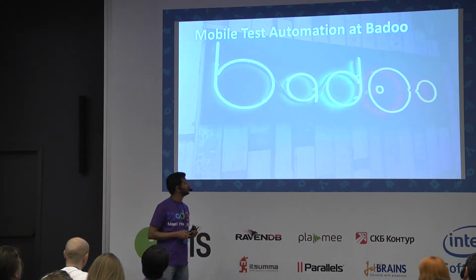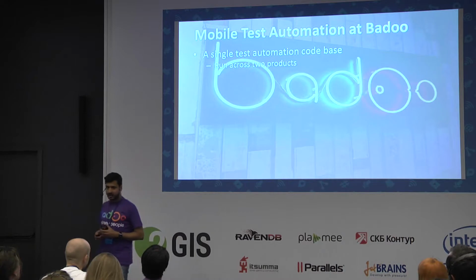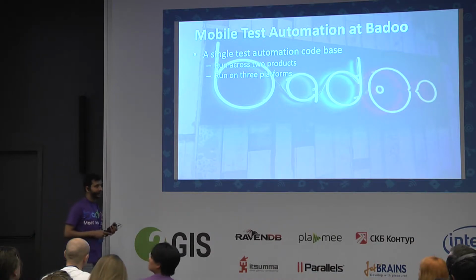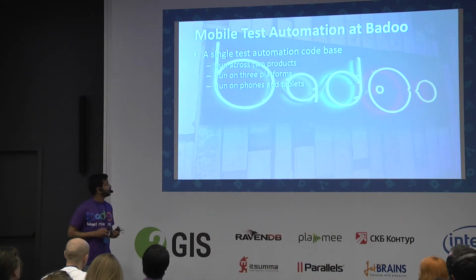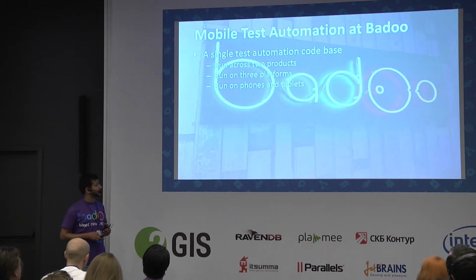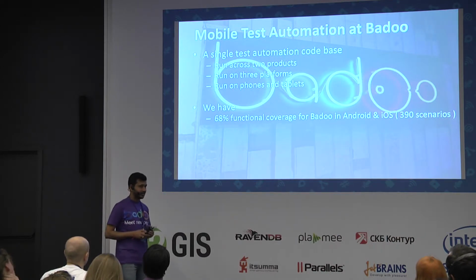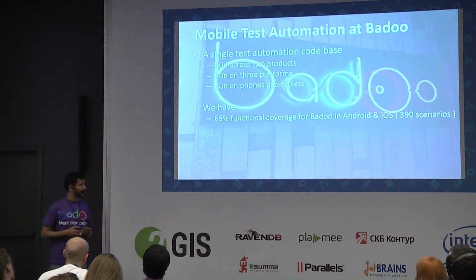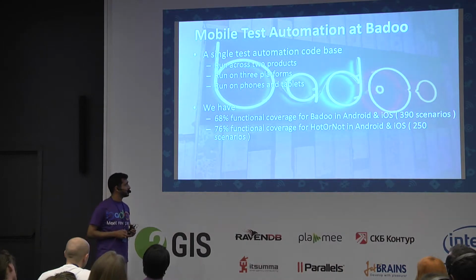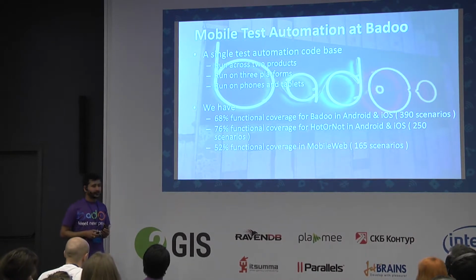What we have today is a single test automation code base, which we run across the 2 applications, both Badoo and Hot or Not. We run on 3 platforms: Android, iOS, and mobile web. And we run on both phones and tablets. We have different designs, and we run on both configurations. From this, we have covered 68% of our functional testing through automation for Badoo. For Hot or Not, we do 76%. And in mobile web, which we started about 6 months ago, we're covering 52% so far.